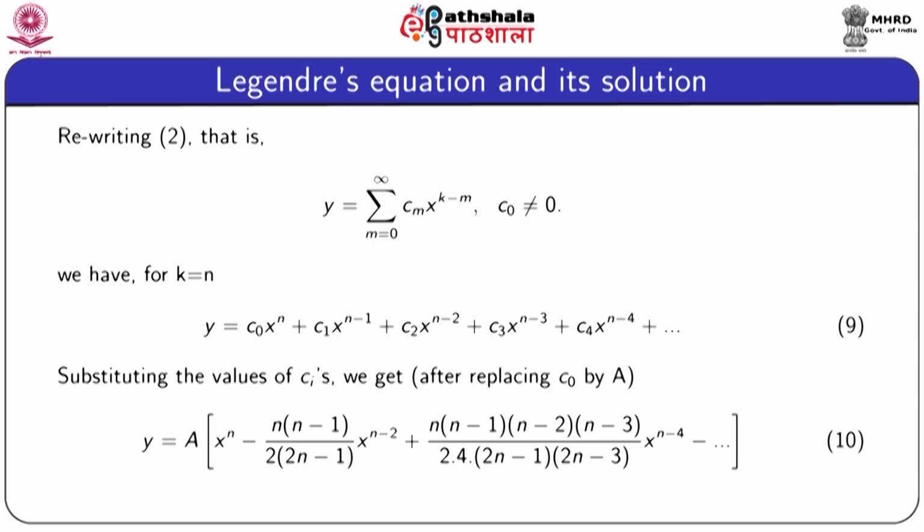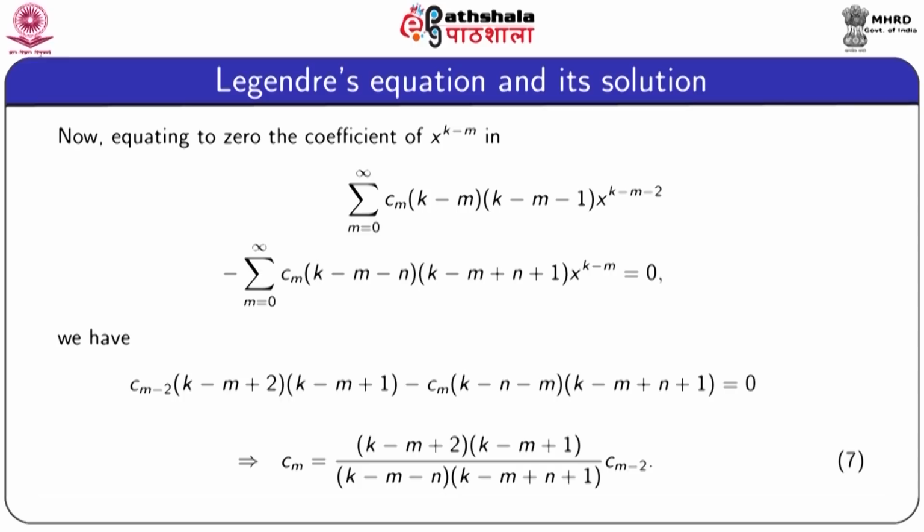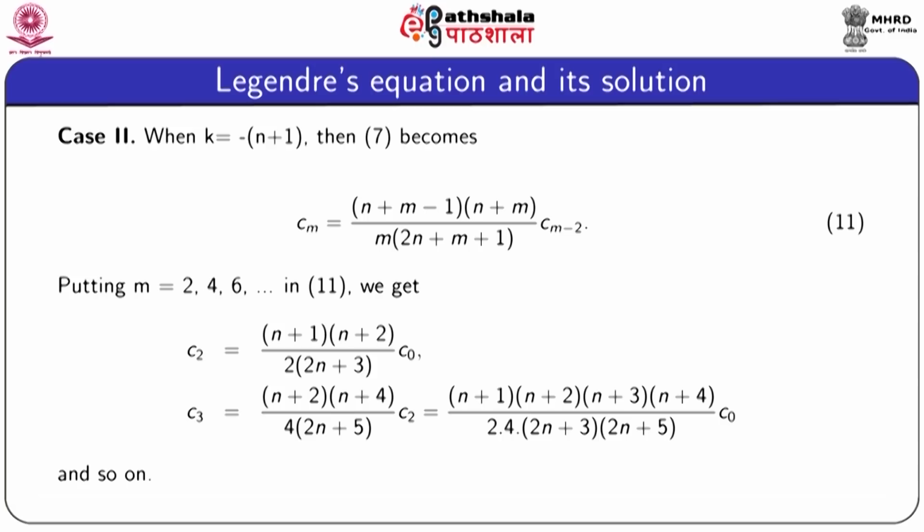Next, we look into case 2, where you substitute k equal to minus of n plus 1. Please note, these are the roots of the indicial equation which we have calculated before. And if you put k equal to minus of n plus 1 in this particular expression 7 and simplify, you will get an expression like this, that is Cm equal to n plus 1 minus 1 into n plus m divided by m into 2n plus m plus 1 into Cm minus 2.